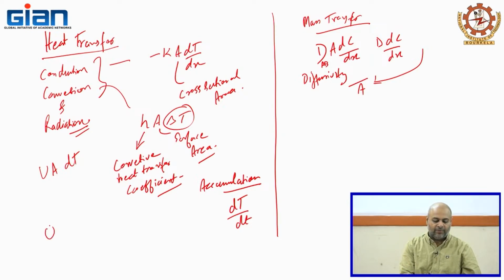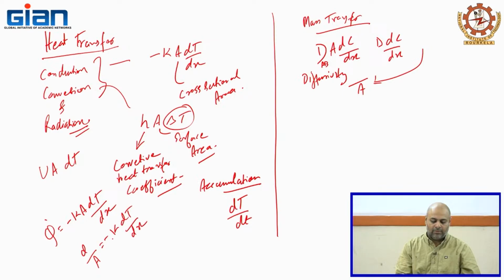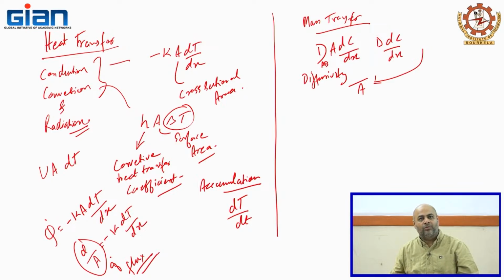In case of heat, let's say it's minus K A dT by dx, Q by A. Q dot is your flux. Heat flow per unit area is going to be your flux. So mass flow per unit area is going to give you your flux. So when we are working with bioreactors, we are working with flux.